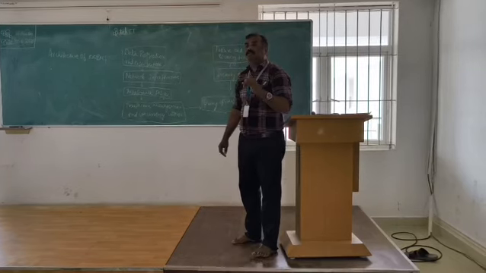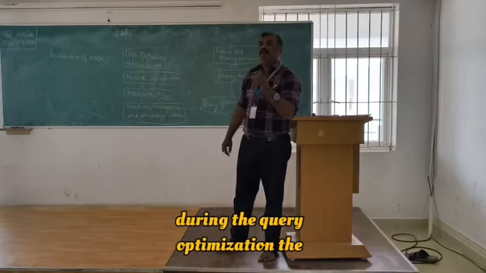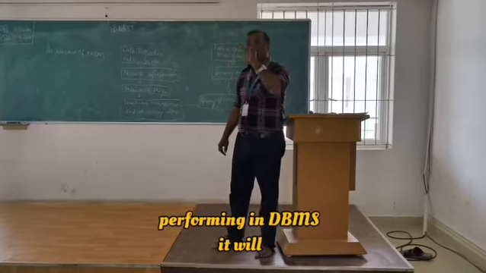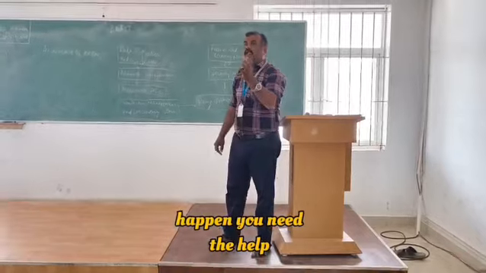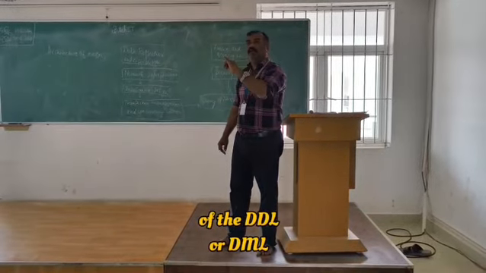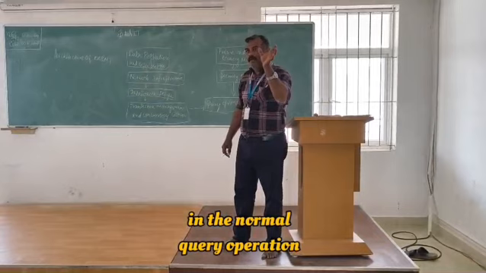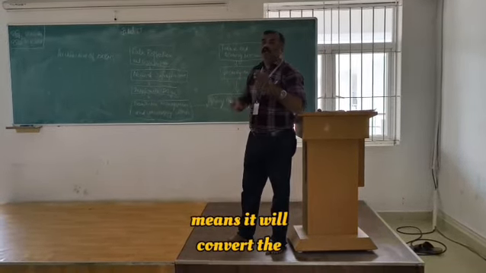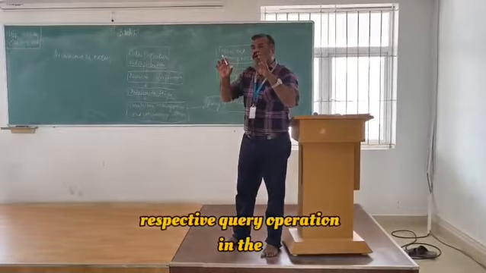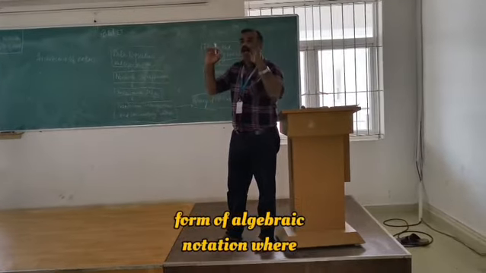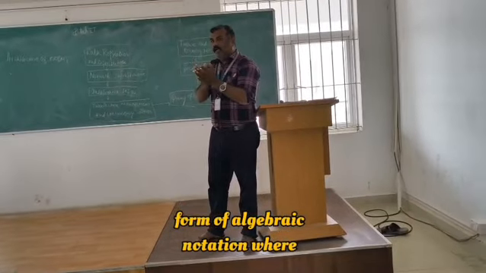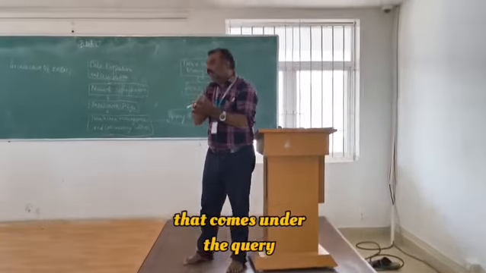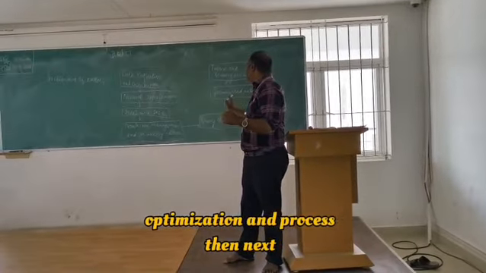Next, query optimization. In the normal query process that you perform in DBMS, you need the help of DDL or DML in the normal query operation. That is in DBMS. But in the case of DDBMS, it will convert the respective query operation into the form of algebraic notation, where it can easily minimize the cost of the query process. That comes under query optimization and processing.